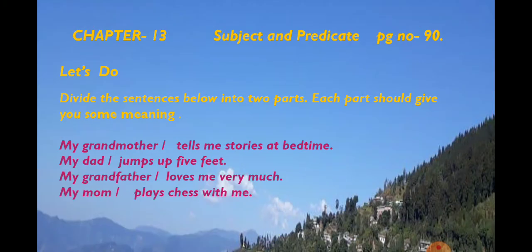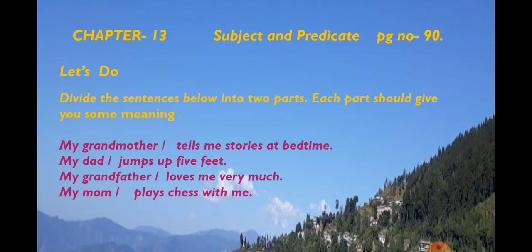Now let's discuss in detail. All of you will turn to page number 90. Let's do. So everyone, children, will write classwork and write down today's date. You can see there is an exercise. Let's do. What we have to do here? We have to divide the sentences below into two parts. Each part should give you some meaning. Okay? So let's begin with it.